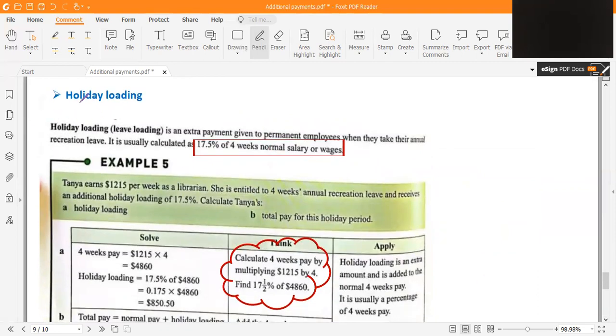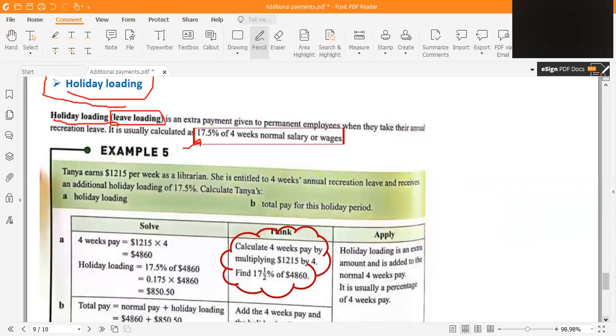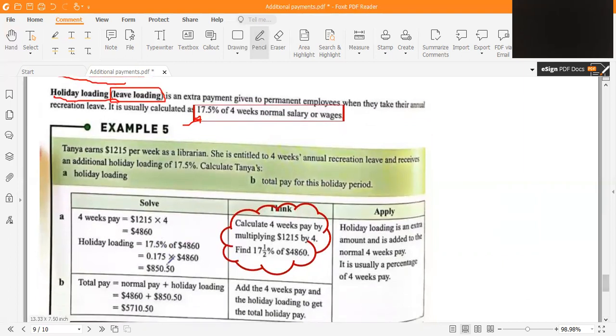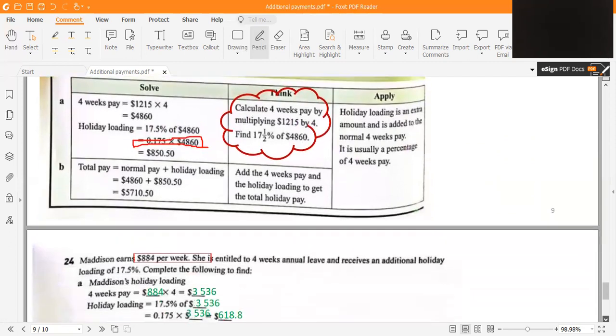So finally, as a type of additional payment, we have holiday loading. Holiday loading, also known as leave loading, is an extra payment given to permanent employees when they take their annual recreation leave. The definition of the holiday loading is 17.5% of 4 weeks normal salary. So in the first step, we calculate the 4 week normal salary and multiply it by 17.5%, which is equivalent to multiplying it by 0.175.